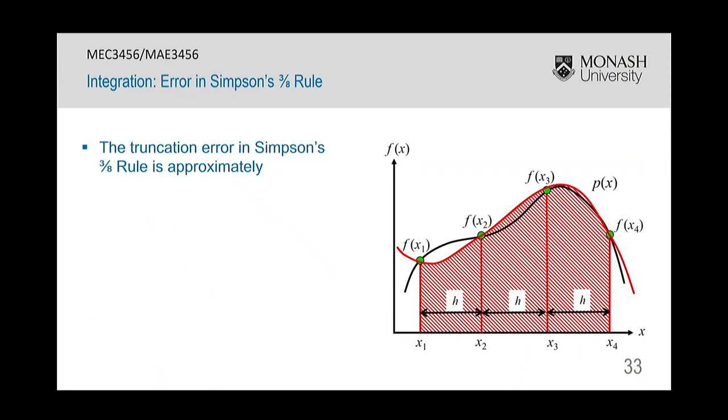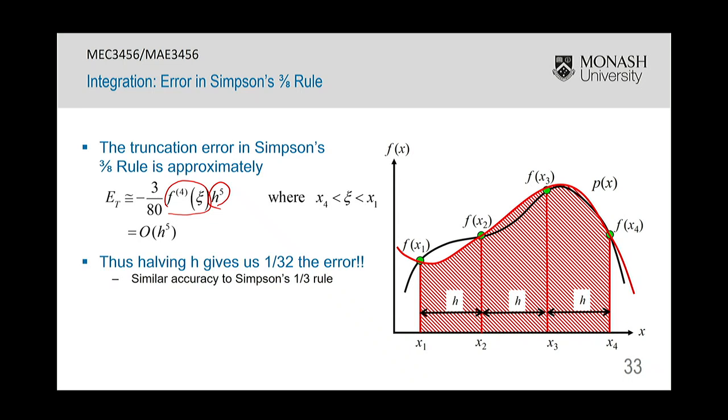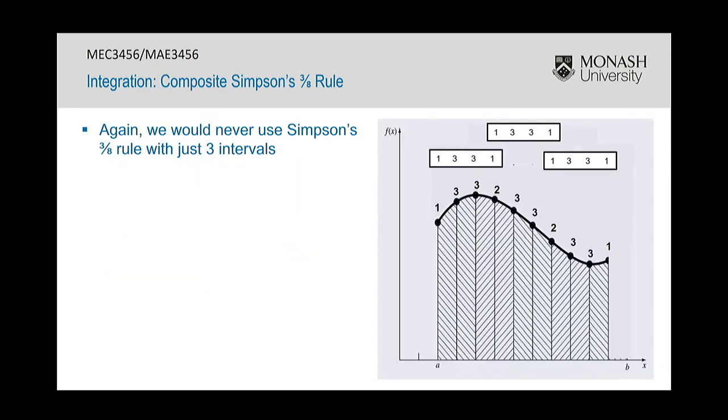The truncation error in Simpson's 3/8 rule is approximately -3/80 times the 4th derivative evaluated somewhere in the interval times h to the 5th. So again, it's order h to the 5th, and it's much more accurate than the trapezoidal rule. In actual fact, it has very similar accuracy to Simpson's 1/3 rule. But again, just like in all of the other cases, we would never use Simpson's 3/8 rule with just 3 intervals. We would always split up our domain into multiple intervals.